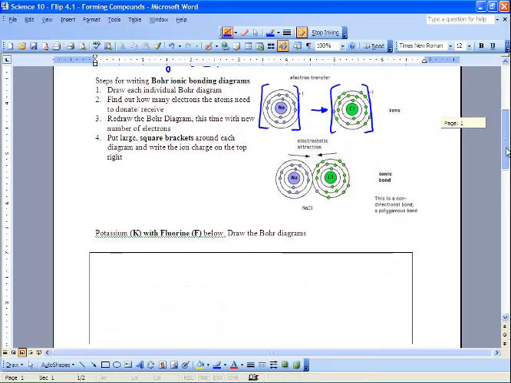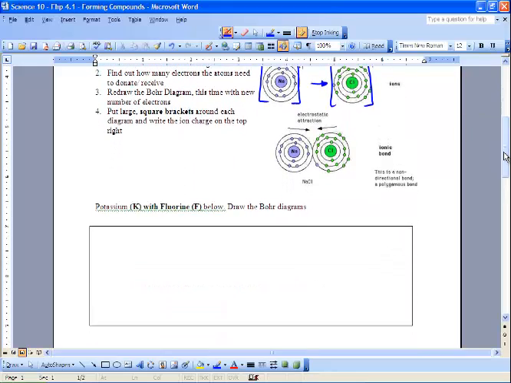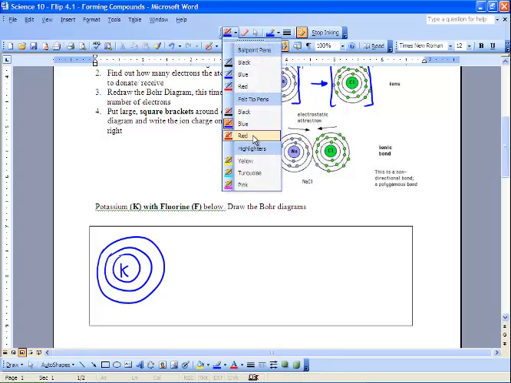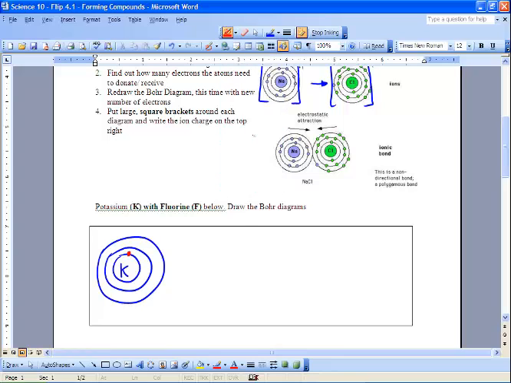All right, now let's try one more. We've got potassium and we've got fluorine. Well, potassium is a metal and fluorine is a non-metal. So if we draw our Bohr diagram, we've got K, and we've learned that our first shell always can only hold 2 electrons. 1, 2. And we've got 1, 2, 3, 4, 5, 6, 7, 8 in our second shell, and potassium has 1 extra one. And so K plus, meaning that it wants to give one away so that it becomes positive.